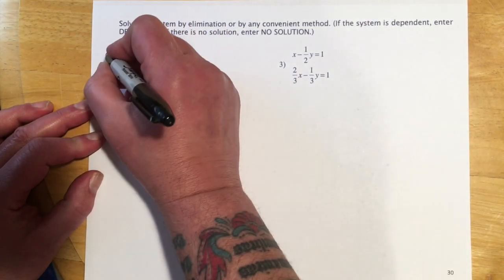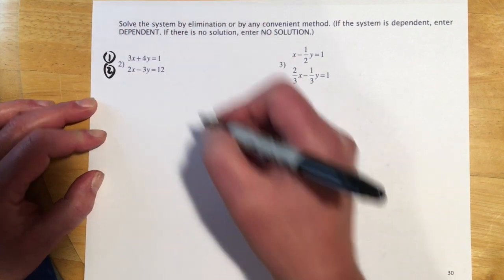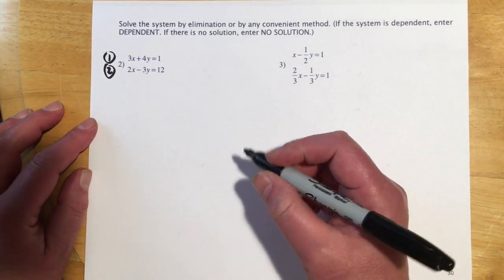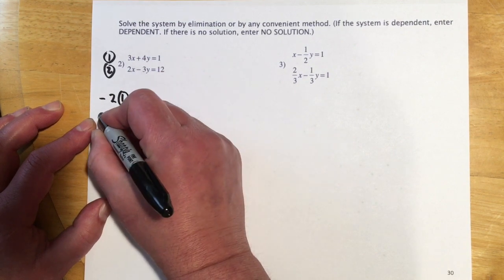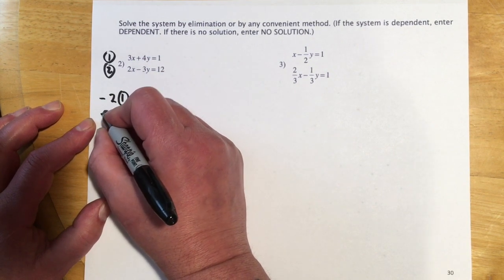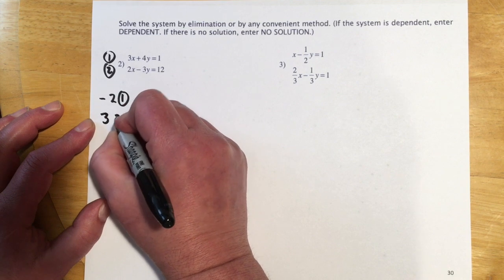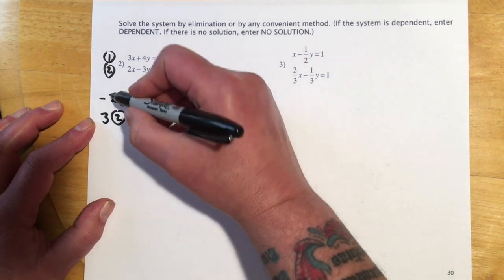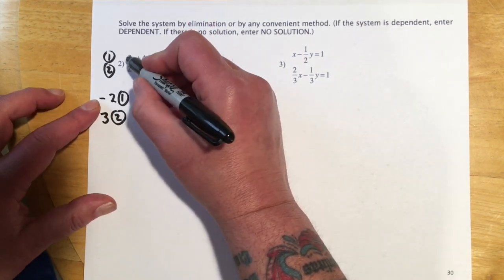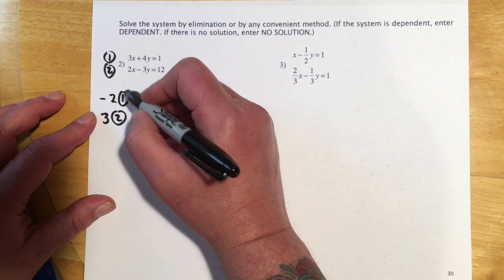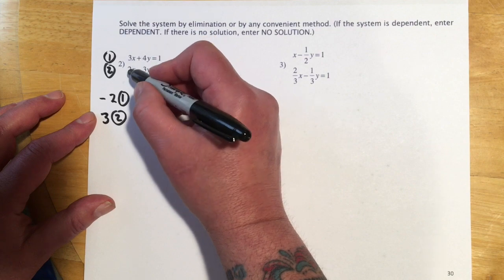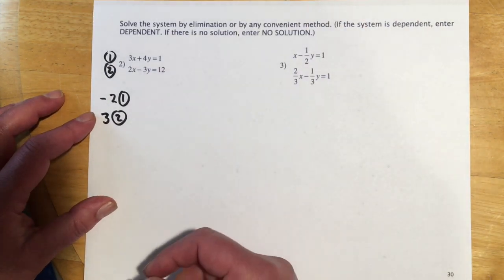And to make this easier to follow, I'm going to call this one equation 1, this one equation 2, and I'm going to go negative 2 times equation 1, and then I'm going to add to that 3 times equation 2. And the reason I'm doing that, so negative 2 times equation 1 is going to get me a negative 6x right here. 3 times equation 2 is going to give me a 6x right there. So I'll have minus 6x plus 6x, and then I can add those and they cancel.